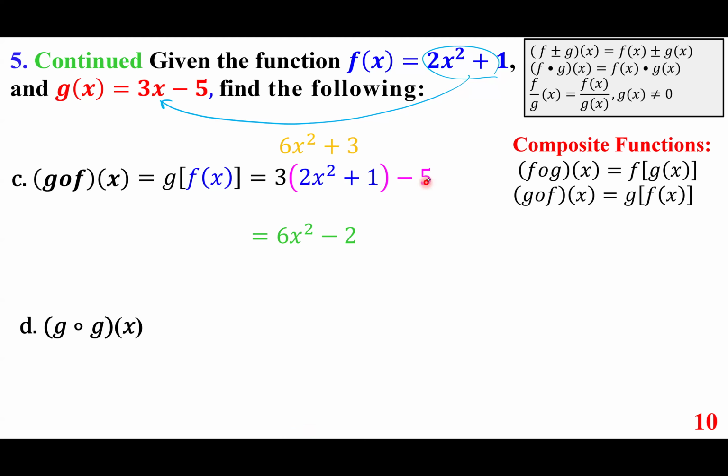G of g of x means replace the x in the g function with g itself, with 3x minus 5. That's the meaning of it. So we get 9x minus 15, and these two give us minus 20. The final answer is 9x minus 20.